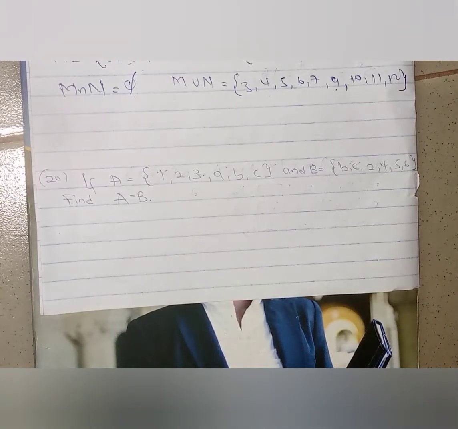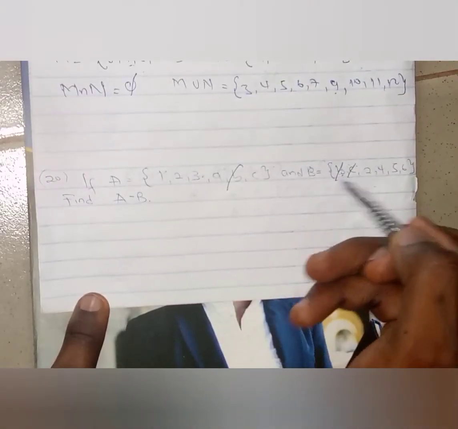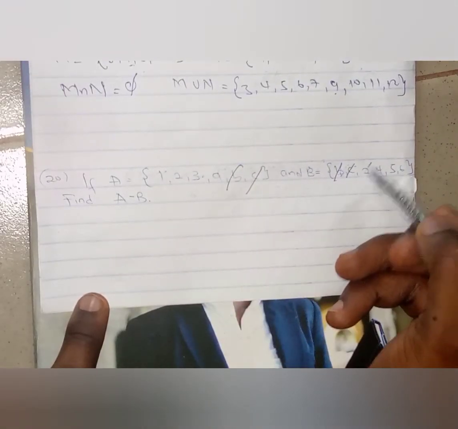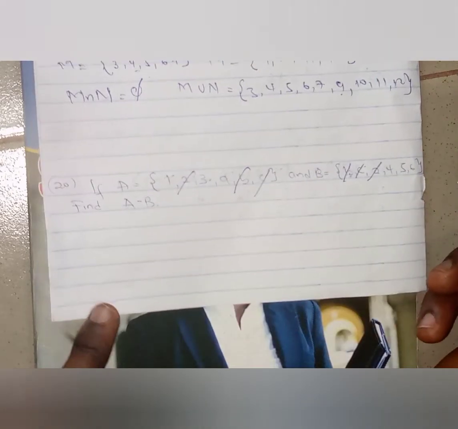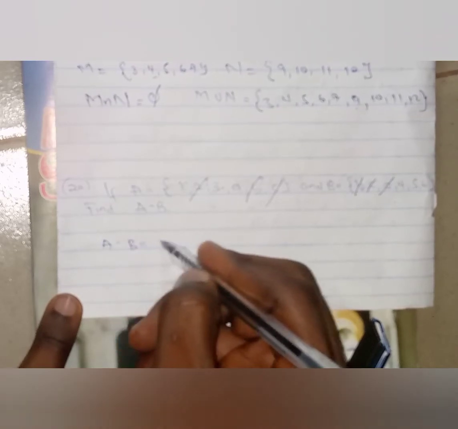Now our last question. If set A is {1, 2, 3, a, b, c} and set B is {b, c, 2, 4, 5, 6}, find A minus B. Very simple. We are subtracting B from A. Now this is very simple to compute. B is here, B is here, C is here, C is here, 2 is here, 2 is here likewise. So what is left?